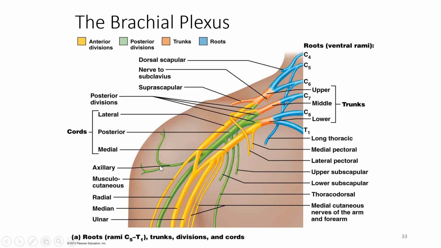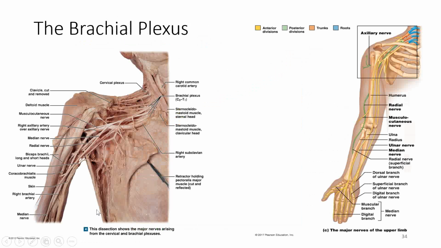You've got the axillary nerve, musculocutaneous, radial, median, ulnar. Some of these you're going to know kind of where they end up just by the names, like the radial is going to end up by the radius. Ulnar is going to end up by the ulna. So let's look here. So here you can see on a real live dead person what those plexes look like.